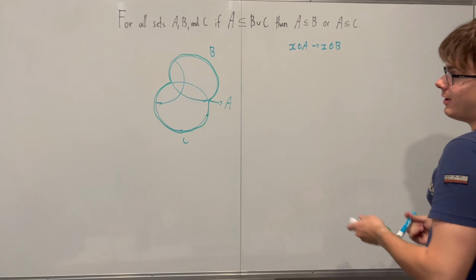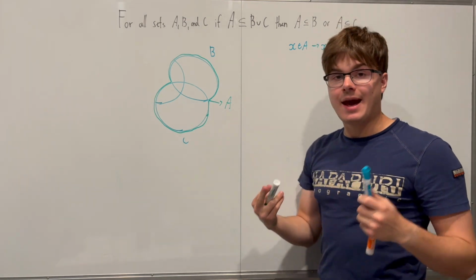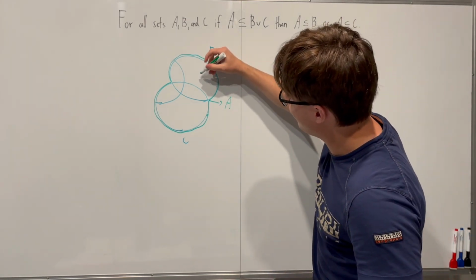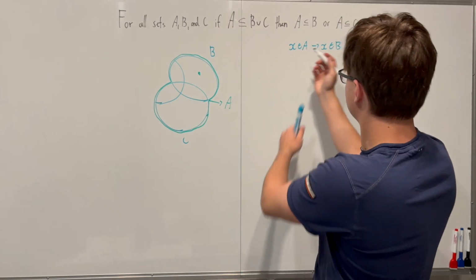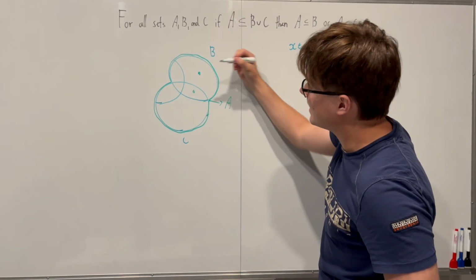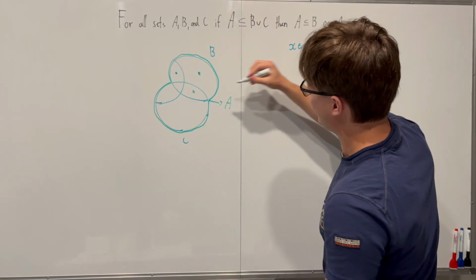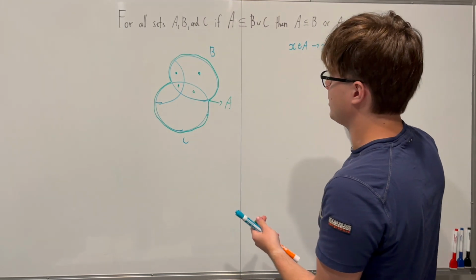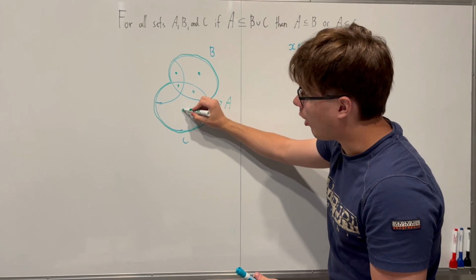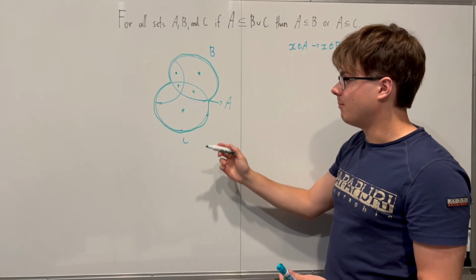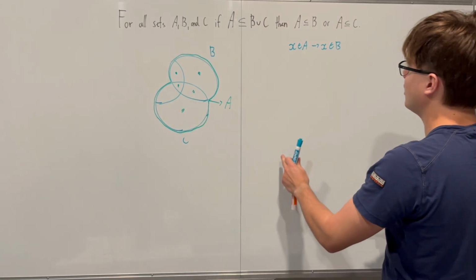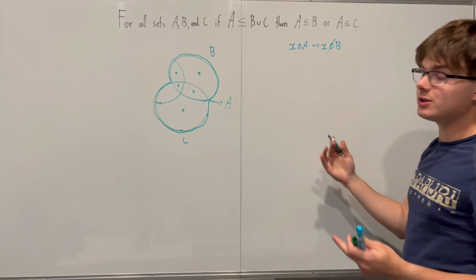Okay, well then let's have a look. Where can A have elements? A can obviously have elements here, right? That still is an element in B. A can have elements here, that's still going to be an element in B. Can have elements here, that's in B. Elements here, that's in B. But A can also have elements here. But if A has an element here, then that element is not going to be in B, right?